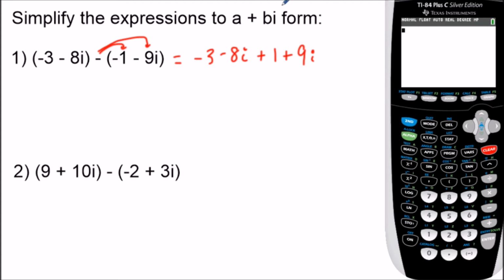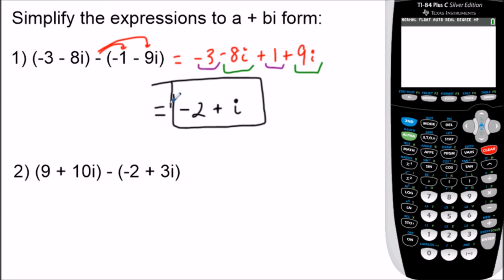But then for this part, we have to be careful. Make sure when you simplify that you are combining the real parts and you're combining the imaginary parts. So when we write out our final answer, we have negative 3 plus 1, which is negative 2, and we have negative 8i plus 9i, which is plus 1i, or just plus i. So this would be the solution to question 1.